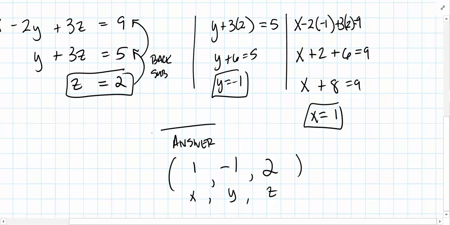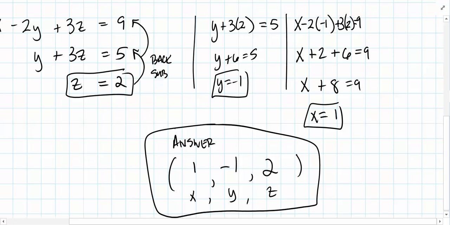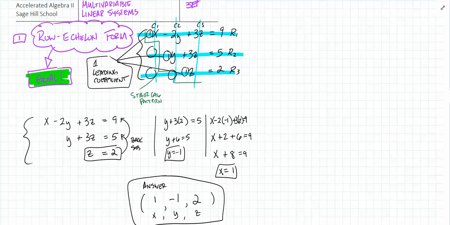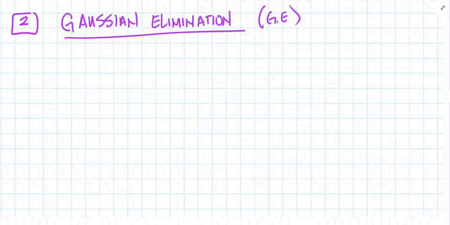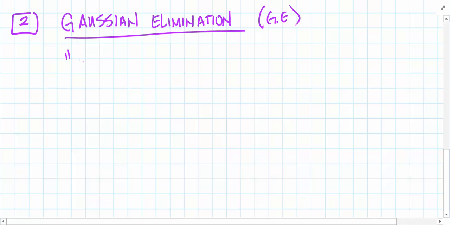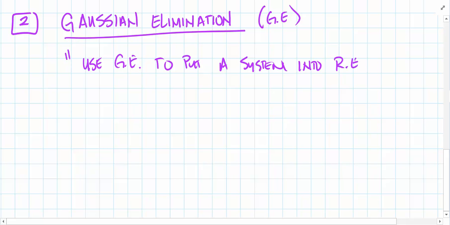So now I have an answer of 1, -1, and 2. And I got it because this whole thing was in row echelon form, and we used back substitution to get it. Okay, so there's a technique called Gaussian elimination. You use Gaussian elimination, GE, to put a system into row echelon form, REF. So that's what you use it for. Gaussian elimination is used to put a system into row echelon form. Okay, so that's what we have it for.